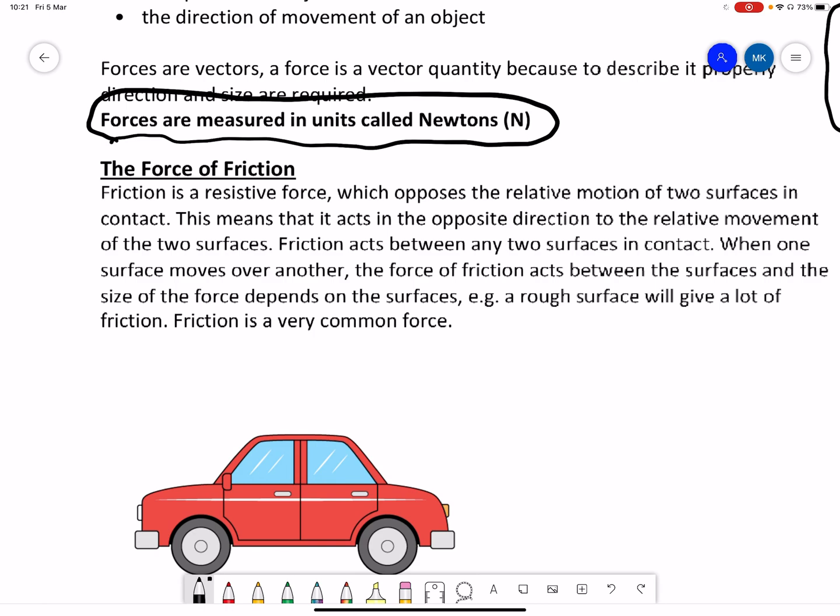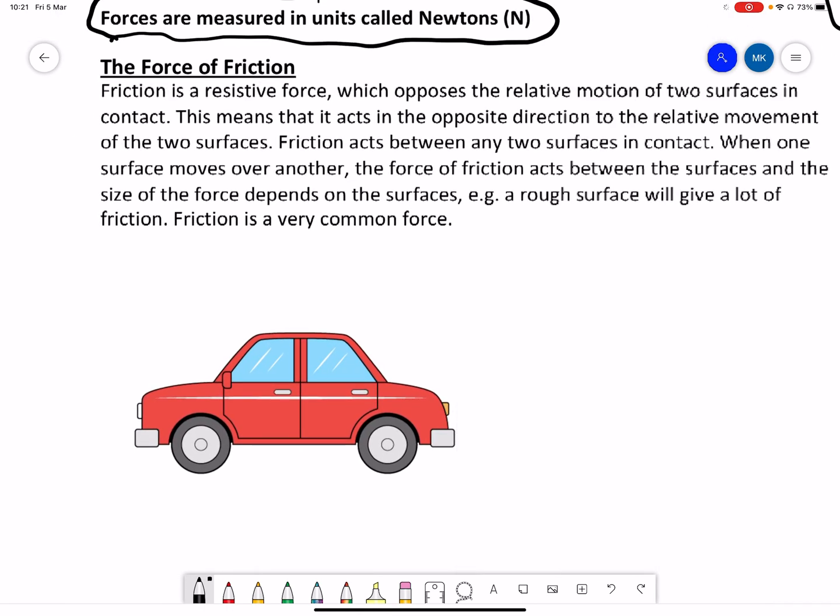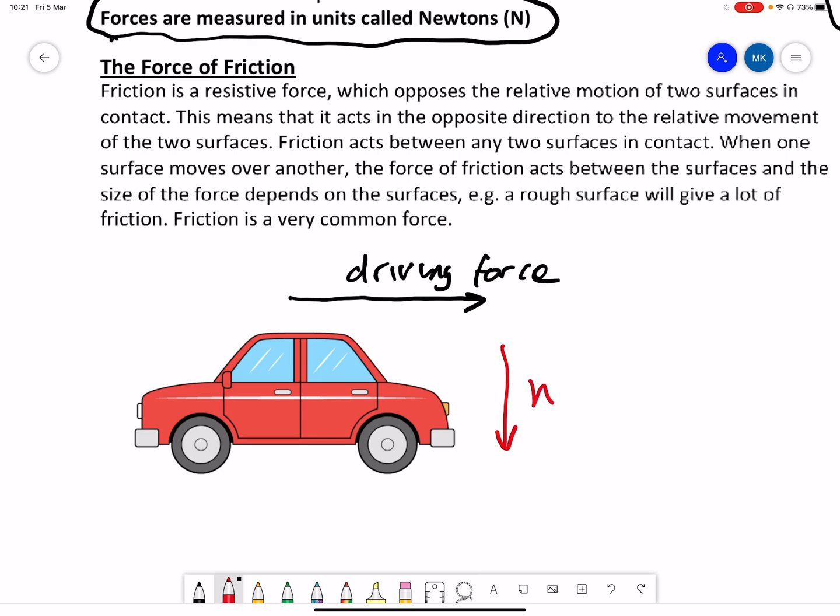I just wanted to talk about friction first though. Friction is quite an important force. Again, when you're driving a car, let's say you're driving in that direction, you have your driving force going in that direction. Downward, you're going to have the weight. And remember, weight depends on the mass of the car and gravity. So that's all going in a downward direction.